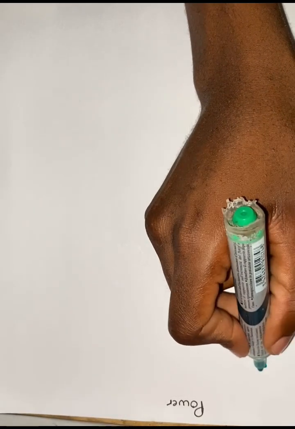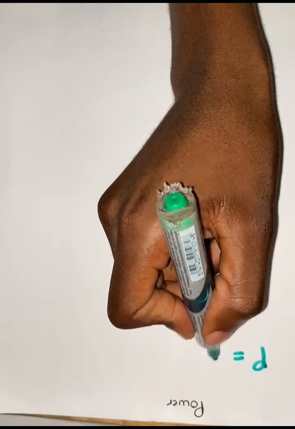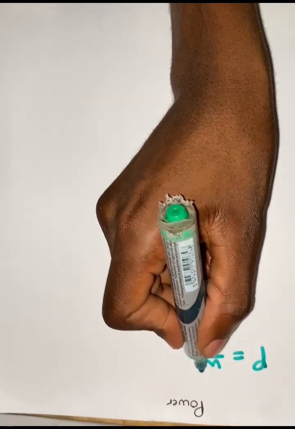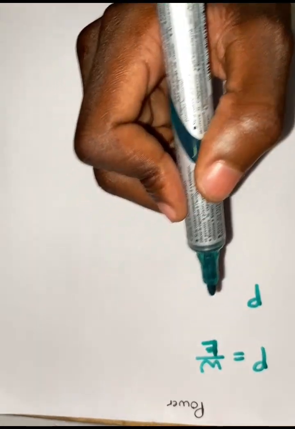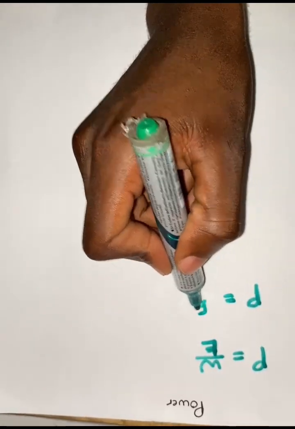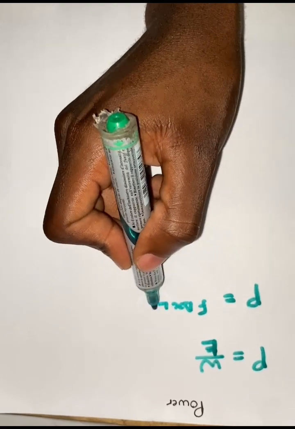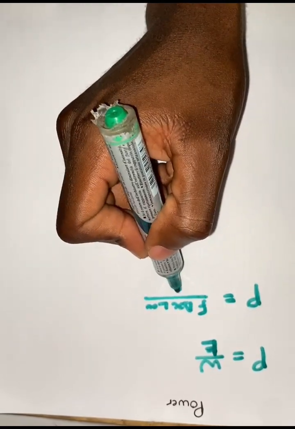Let's end with power. Power is simply the rate at which work is done. By formula, power is equal to the work done over time, which is F, change in X, cos theta, all over time.